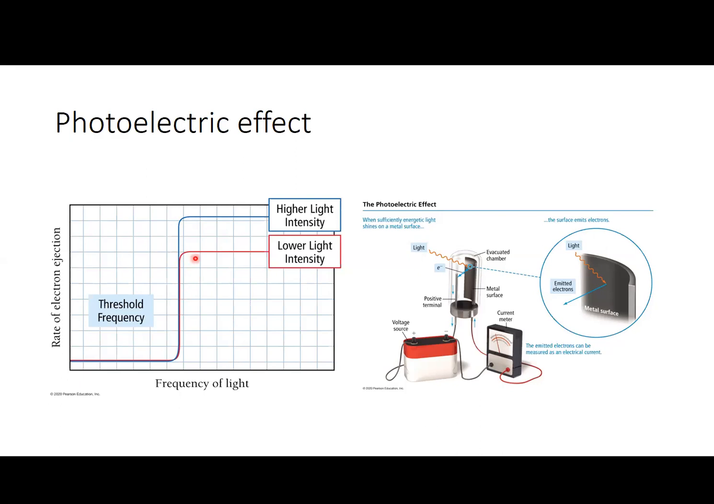Also, if I change the intensity of light, so the frequency doesn't change, but it's more intense light, like brighter, that means I'm giving off energy. These particles are coming off, but they have more energy when they come off. And here the particles have less energy when they come off. So these are two things that were puzzling scientists for a long time.